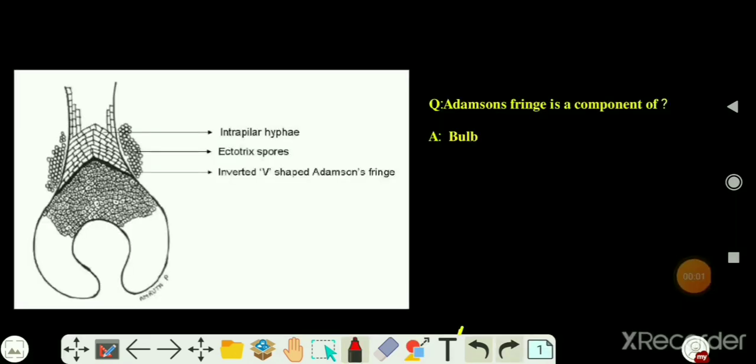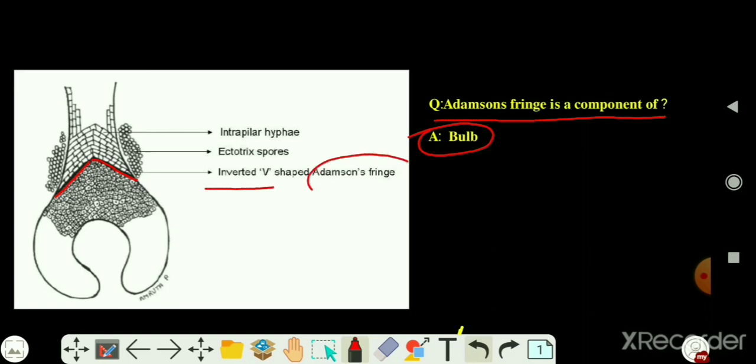Let's see this question. This question has been asked in DNB 2017: Adamson's fringe is a component of. It is a component of the bulb of the hair follicle. As you can see here in this picture, this inverted V is a bulged portion in the bulb of the hair follicle, and this inverted V structure is known as Adamson's fringe. This whole area is the bulb of the hair follicle.